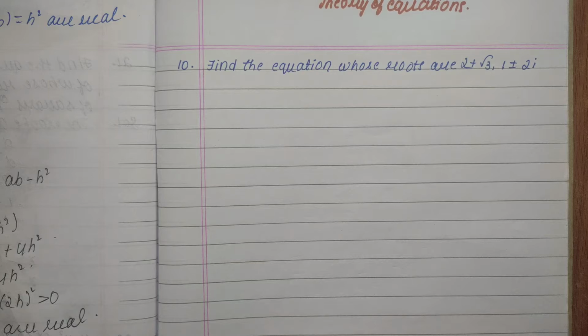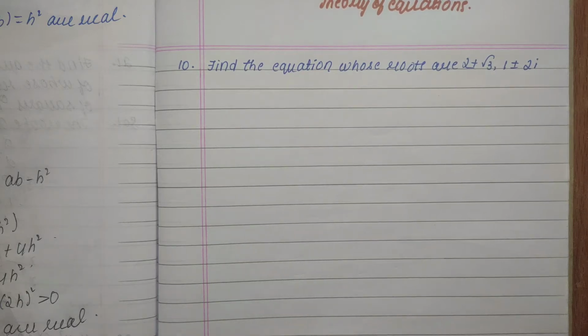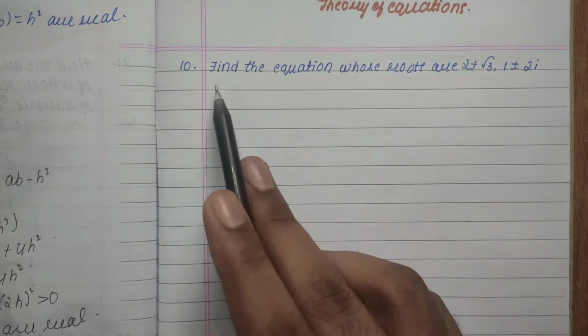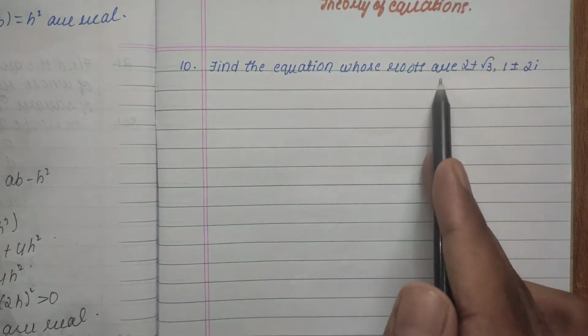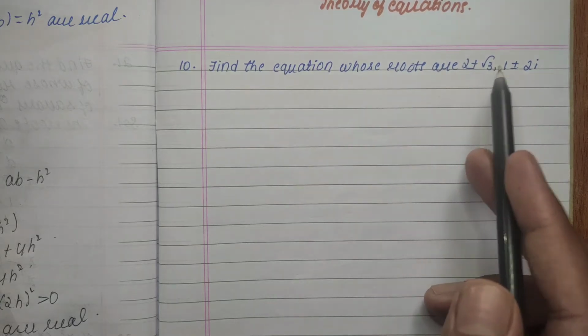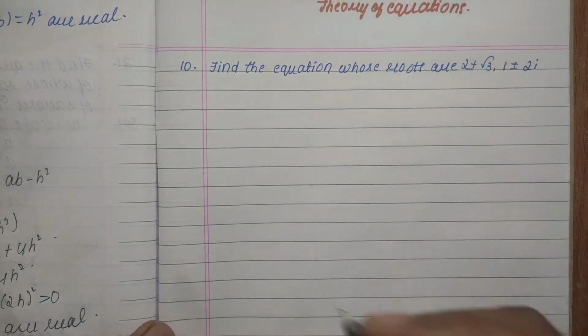In this video, let's discuss theory of equations, 2 marks important questions. So the first question is: find the equation whose roots are 2 plus or minus root 3 and 1 plus or minus 2i.